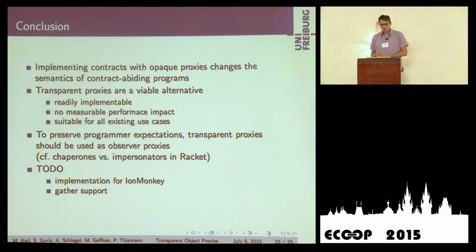So to preserve programmer expectations, transparent proxies should be used as observer proxies. This is a similar distinction as between chaperones and impersonators in Racket: observer proxies should be analogous to chaperones, only that they behave differently with respect to the low-level equality. There's still something to do, all right?